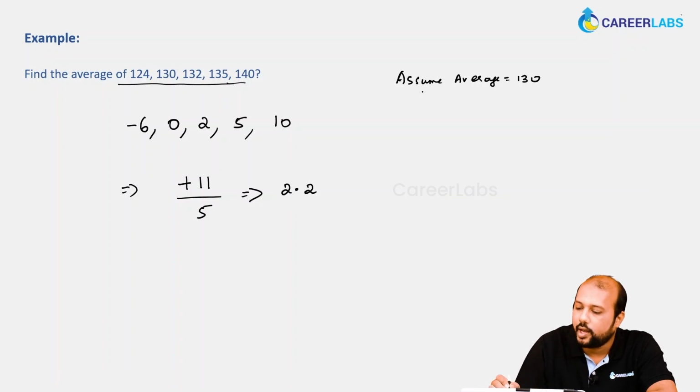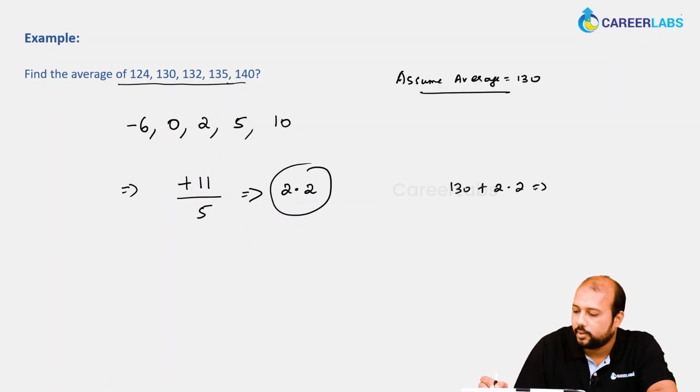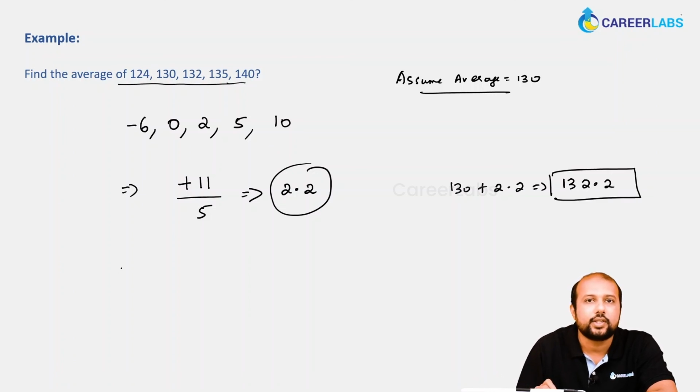So your assumed average is 2.2 less than the actual average. That means add, final step, whatever value you get, add it. So 130 plus 2.2 is 132.2. 132.2 is our correct average for these 5 numbers. So that's all the basic things. 5 steps, and quickly you can do it.